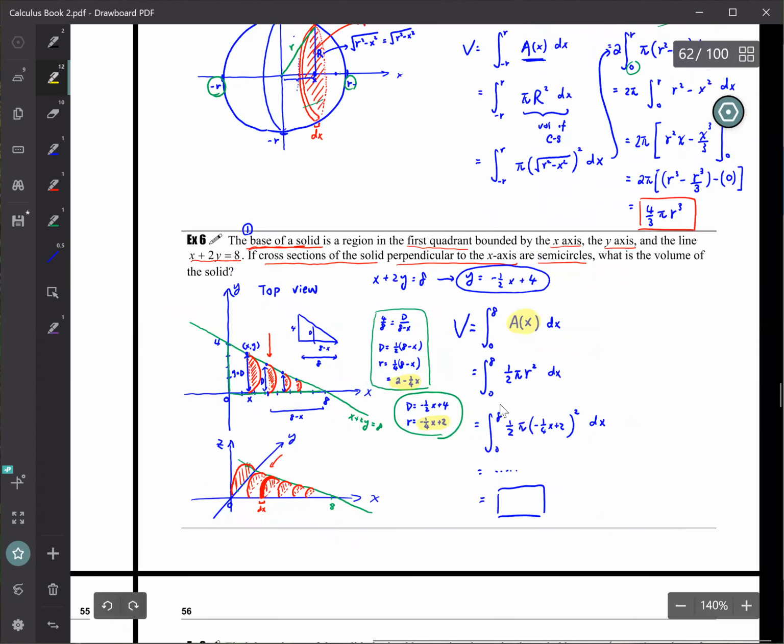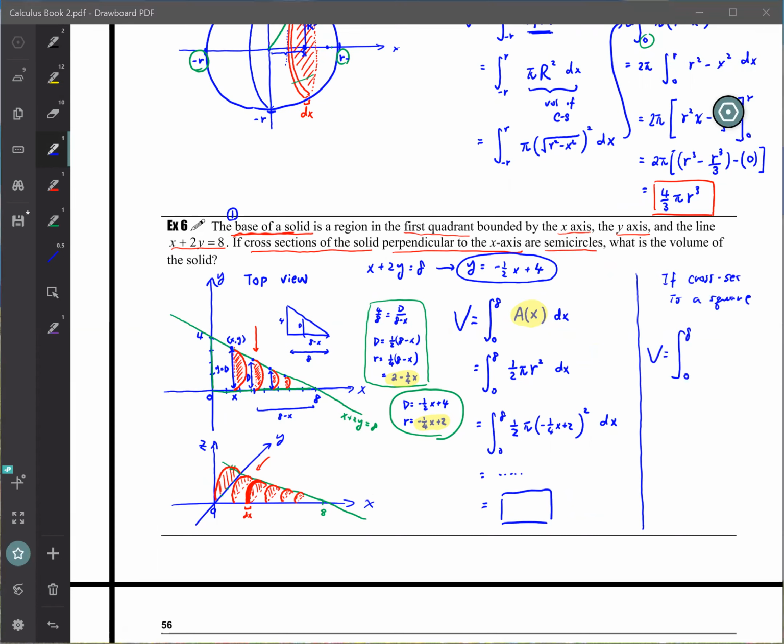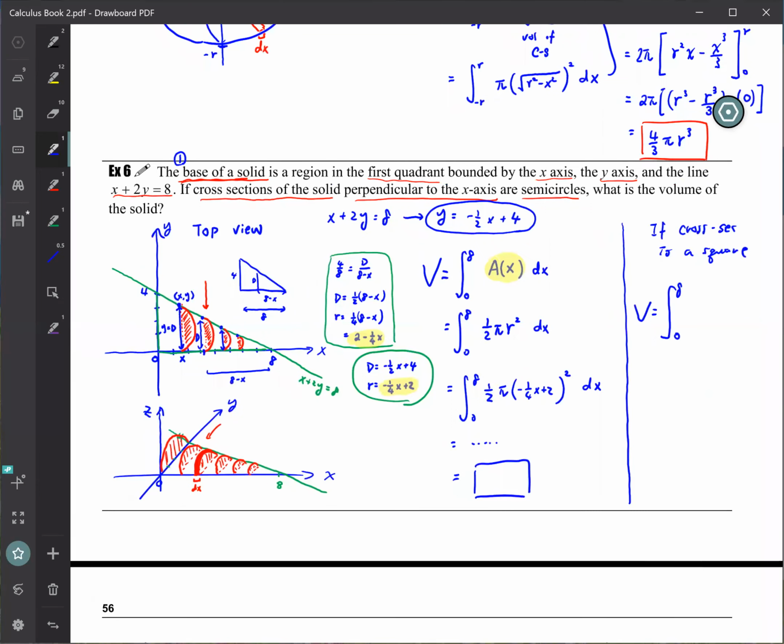Why don't we do that? How would you set up? If the cross section is a square, what will be the formula now? Please write it out by yourself, and raise your hand if you got the setup. You don't need to find the answer, just show me the setup. Not semicircle anymore. Every cross section is a square.